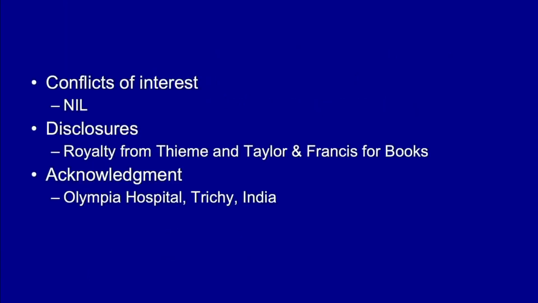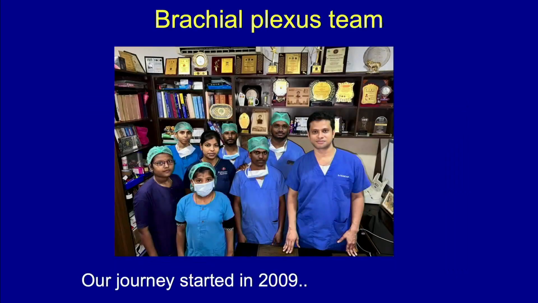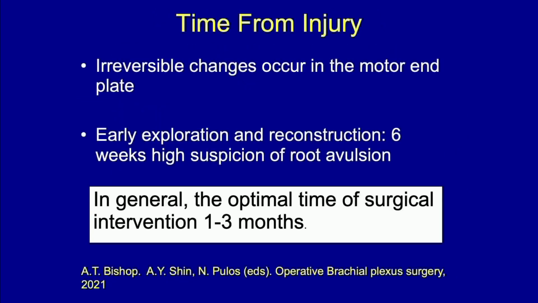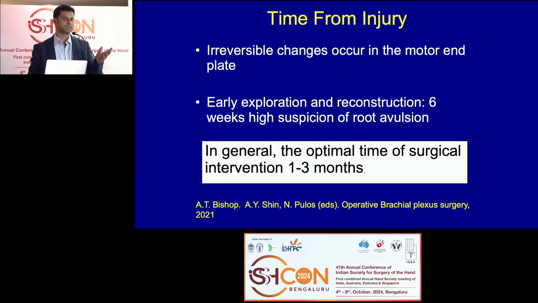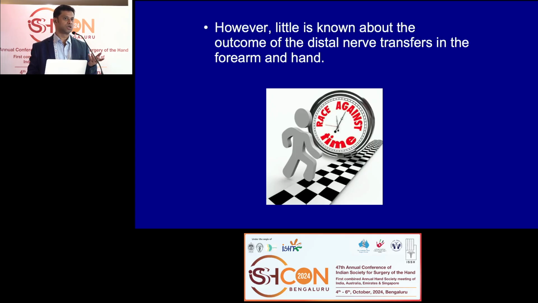Good afternoon, everyone. These are my disclosures, and this is my team which started my journey. What we have understood from brachial plexus injury is that we at least know at what time to intervene. But little is known about distal nerve transfers in the forearm and the hand.